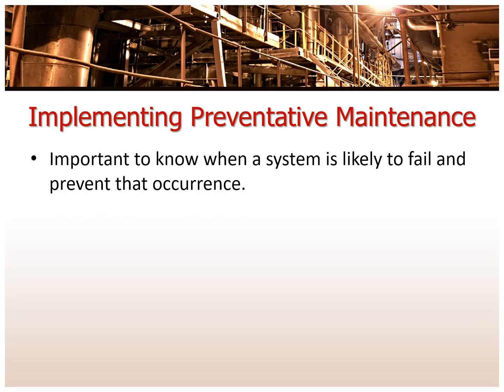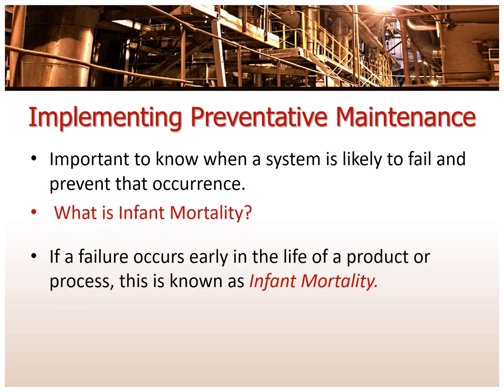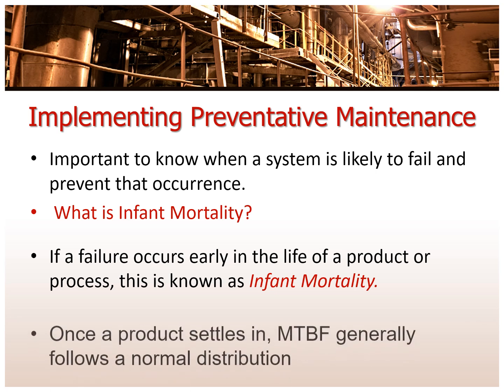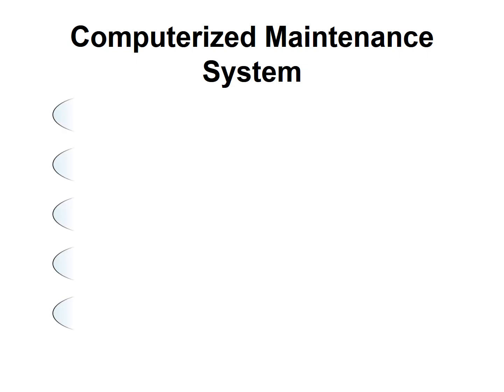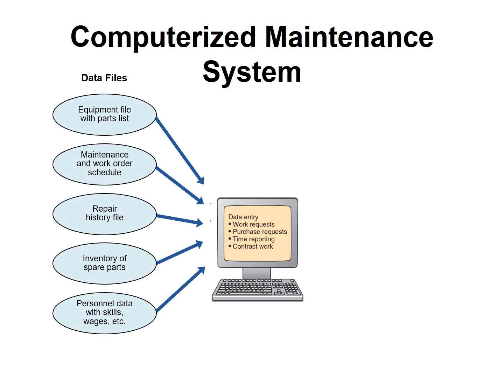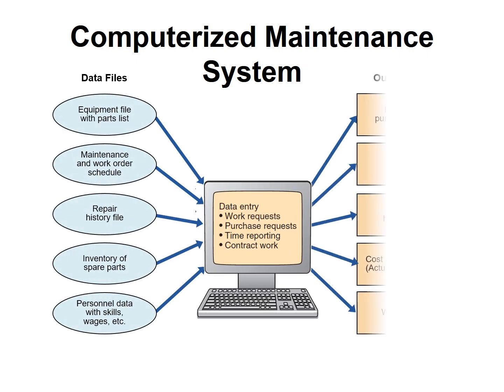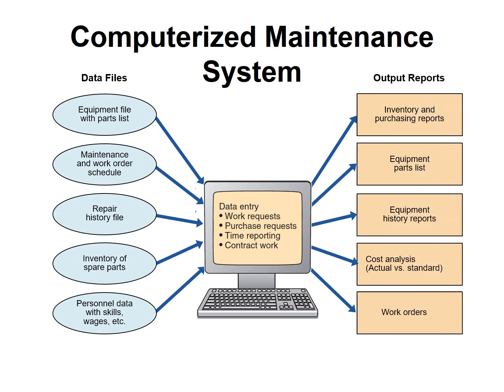Implementing it, it's important to know when a system is likely to fail and prevent that occurrence. Infant mortality is when a failure occurs early in the life of a product or process. That's infant mortality. Once a product settles in, mean time between failure generally follows a normal distribution. Hence, the reason for keeping good records. A computerized maintenance system looks something like this. And I'll leave that for you for a moment to study. Pause if you need to.